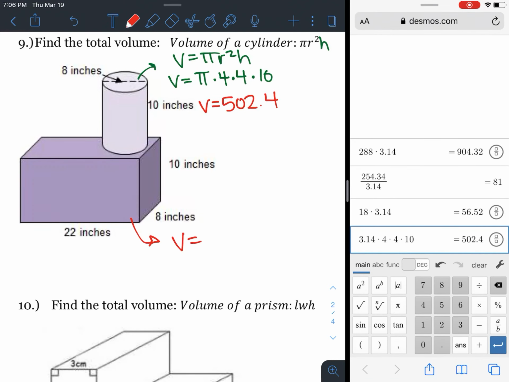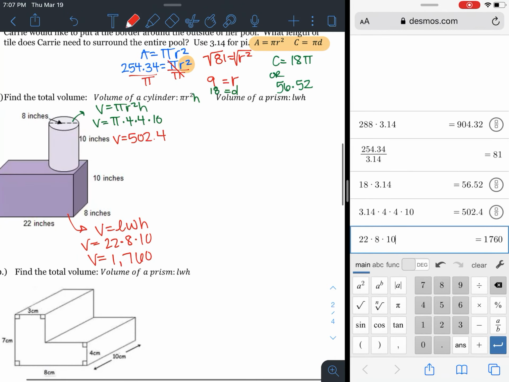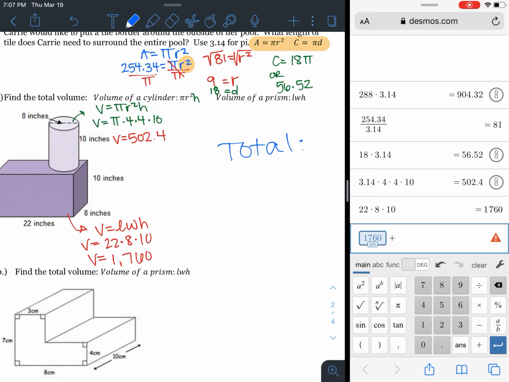The bottom part, length, width, height, 22, 8, 10. 22 times 8 times 10, 1,760. So then the last part here is to find the total, so we add them together. 1,760 plus 502.4, 2,262.4.